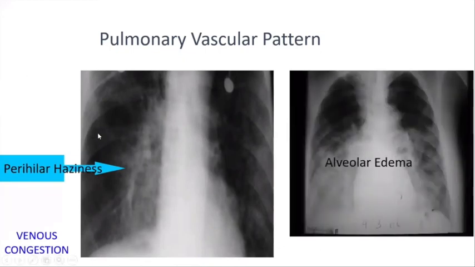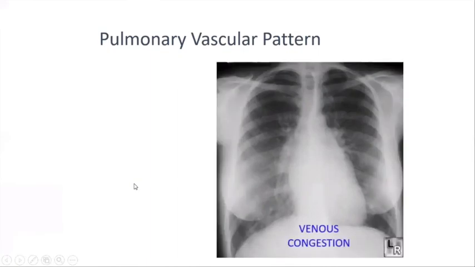Now in venous congestion, we see perihilar haziness. This is associated with venous congestion. This is usually obscured in arterial hypertension. And similarly, alveolar edema. In alveolar edema, fluid fills the alveolar ducts, alveolar sacs, and alveoli, and we can see a patchy pattern. This is associated with pulmonary venous hypertension or pulmonary venous congestion.